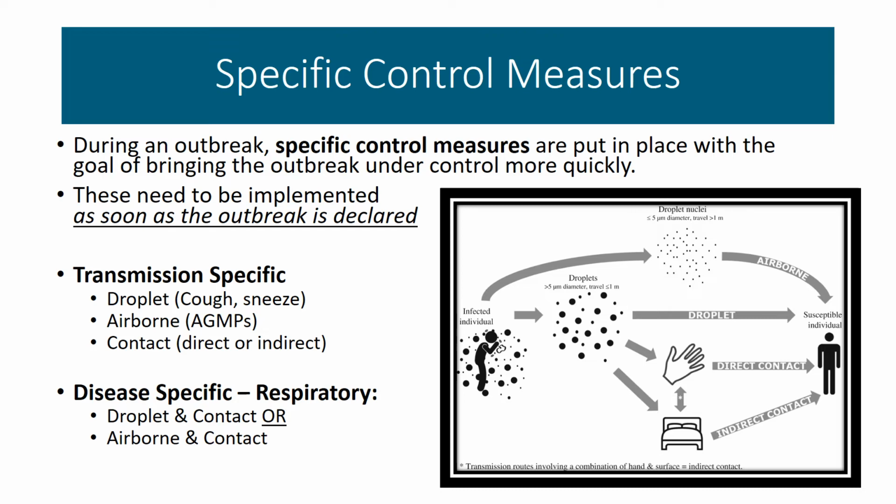For example, if droplet contact precautions were initiated, but then the infectious agent is identified as TB or tuberculosis, the precautions would need to change to airborne and contact, as that specific disease can be transmitted via airborne route without the presence of AGMPs.